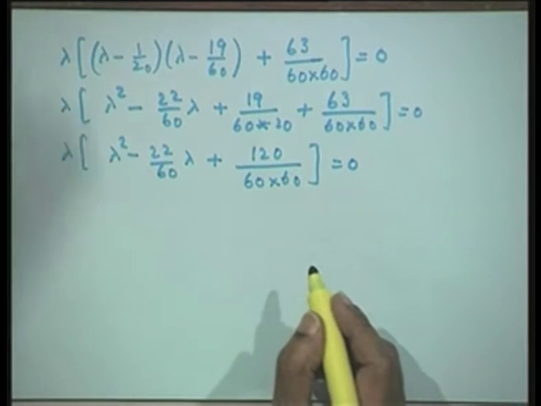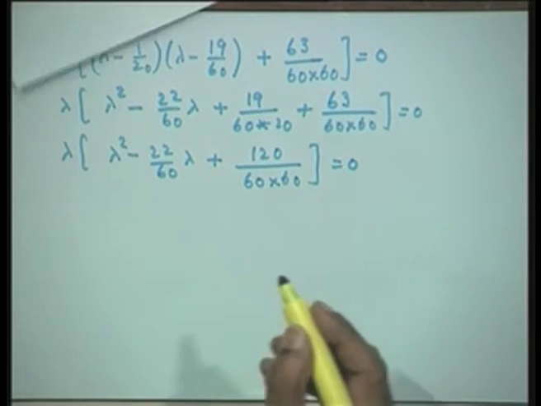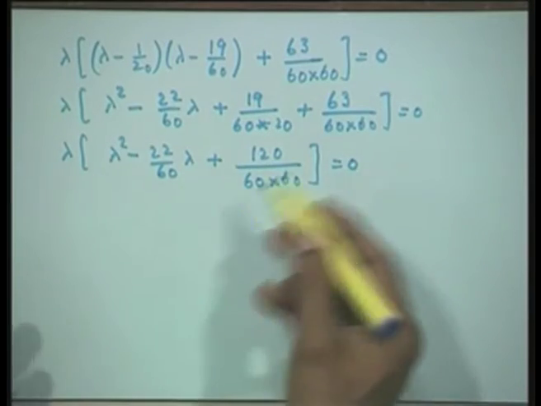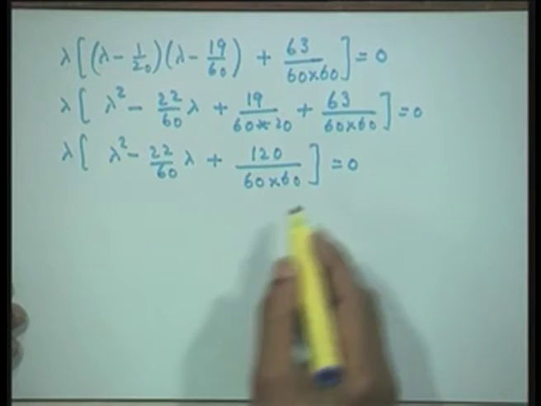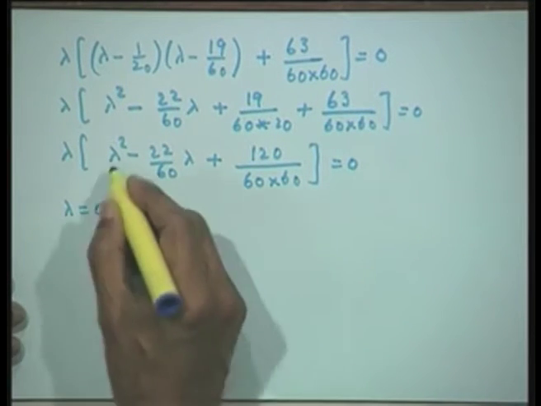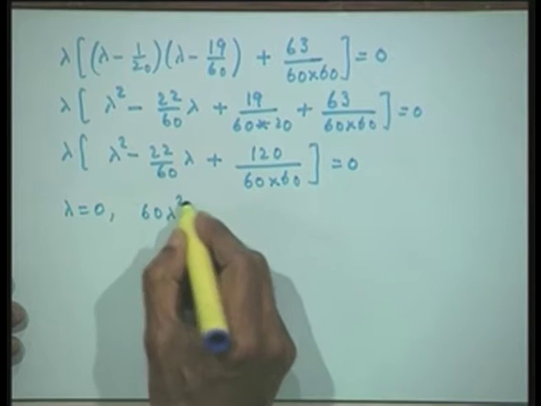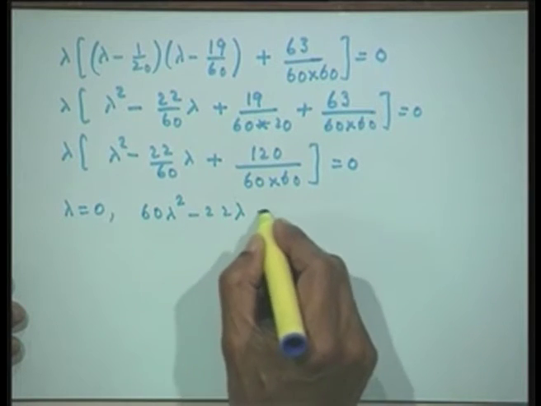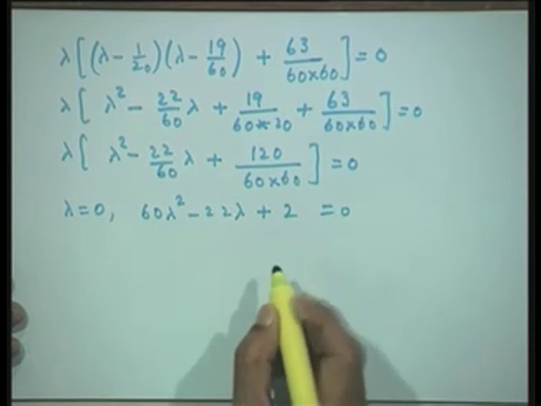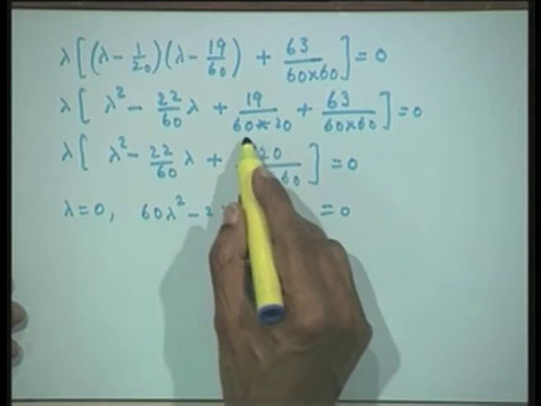So, what I meant is that when you have a factor outside this factor that is there, they always get cancelled to the minimum possible extent. Therefore, I can write down the eigenvalues: lambda is equal to 0 and 60 lambda square minus 22 lambda, this is cancelled, that is equal to 0. I have cancelled a 60 here. So, this is a 2 here.